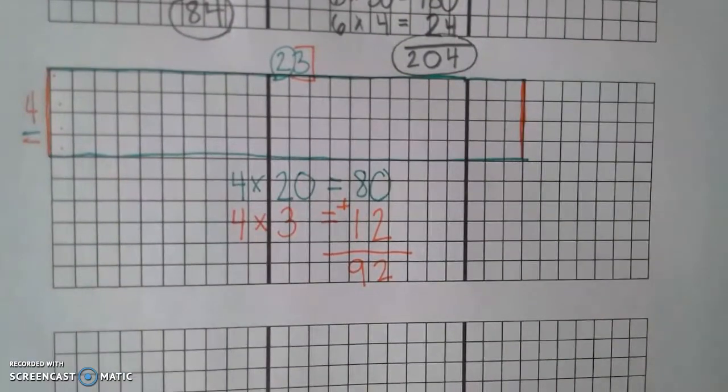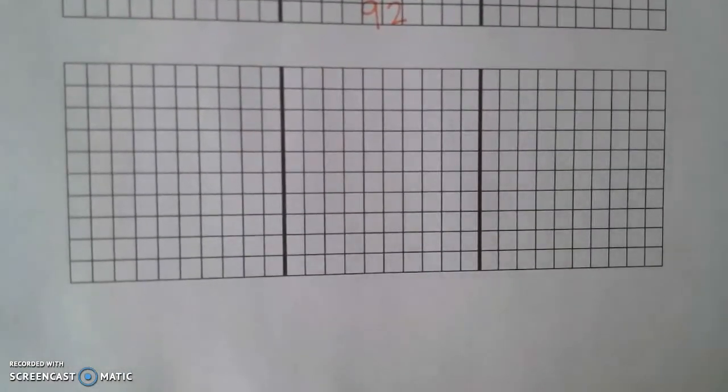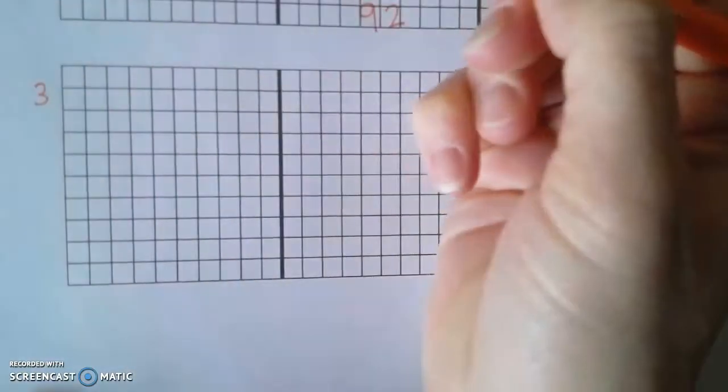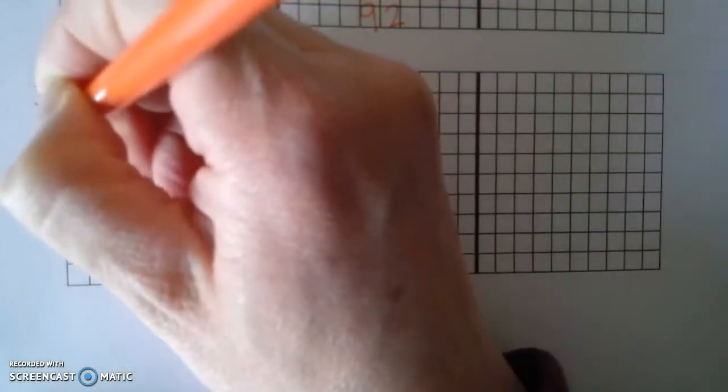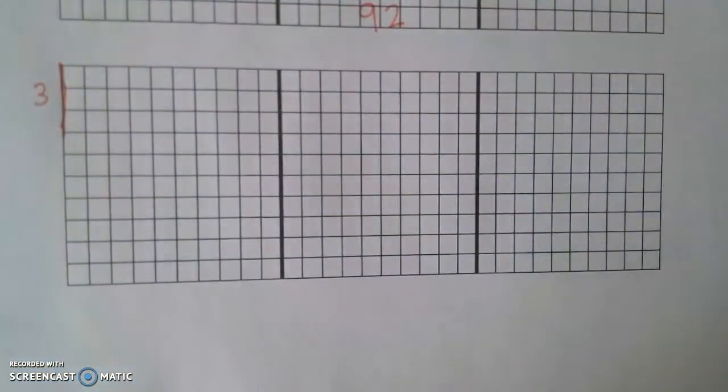Okay, now let's try one more down here. Let's do a hard one. I can't do anything too easy. That'll be silly. Let's try 3 times 27. Okay, so we'll do 3 over on this side. Okay, so I'll go down 3. 1, 2, 3. And then across I'll go 27.